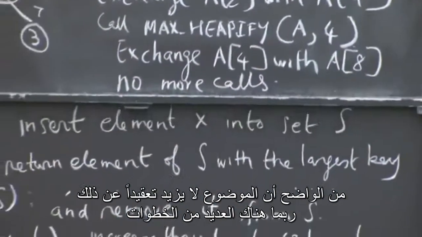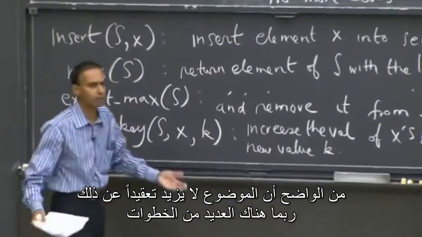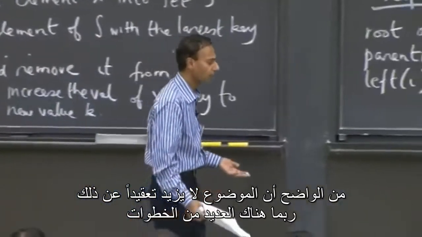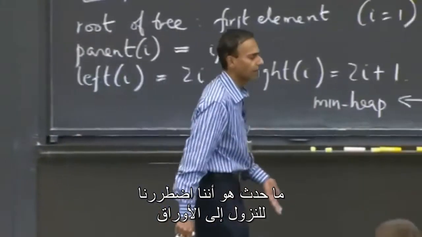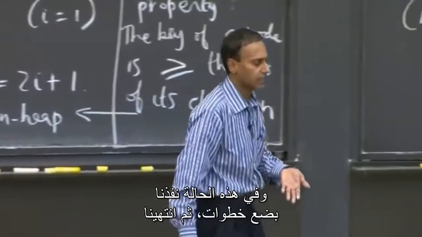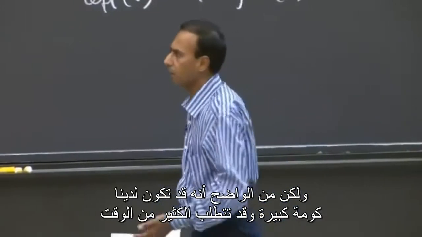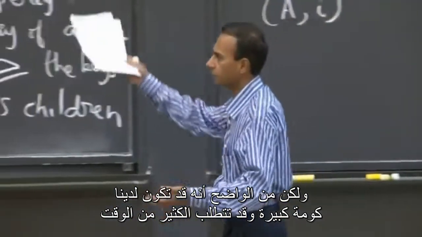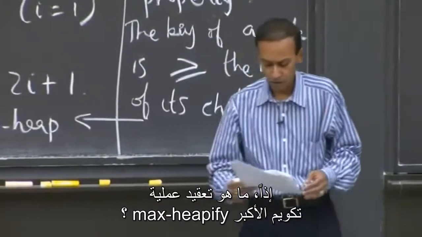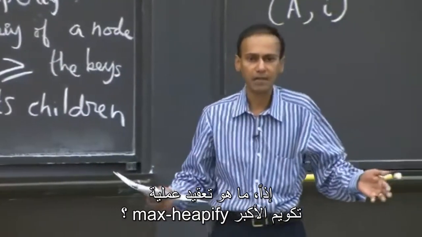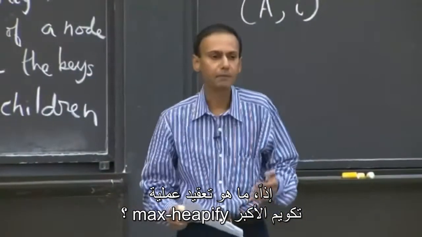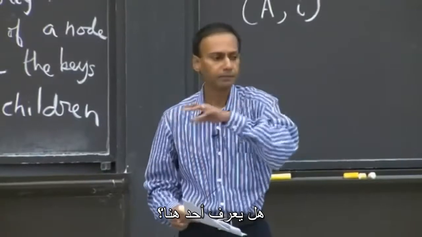It's actually not any more complicated than this. There may be many steps. What might happen is that you'd have to go all the way down to the leaves. In this case, you went a couple of steps, and then you got to stop. But obviously, you could have a large heap, and it could take a bunch of time. So what is the complexity of max heapify? Anybody?